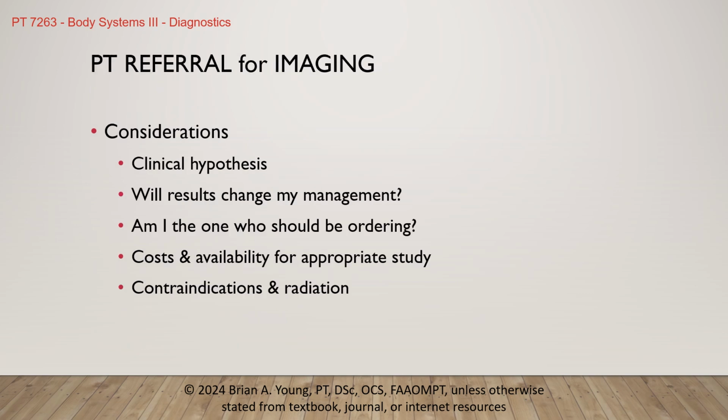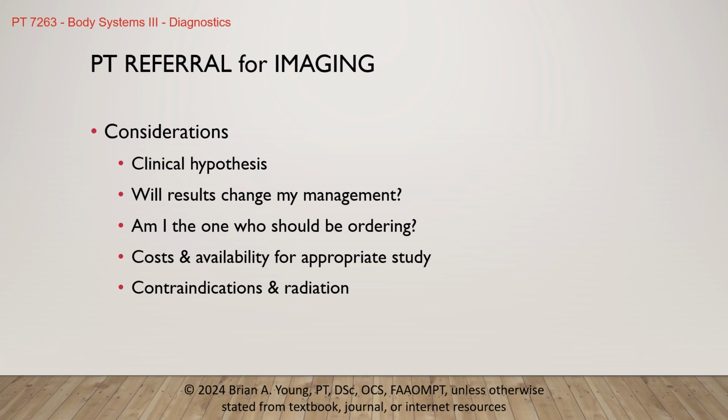So let's look at some of these considerations. What's my clinical hypothesis? We talked about the variance. Which variant lines up with your hypothesis based on the ACRs? How will these results change my management of this patient? I don't order them just to verify my hypothesis; I want to order imaging to make sure what's going on will change it. If I'm pretty confident from test and measures in my hypothesis, there's no really reason to get imaging in many cases. Should I be the one ordering?